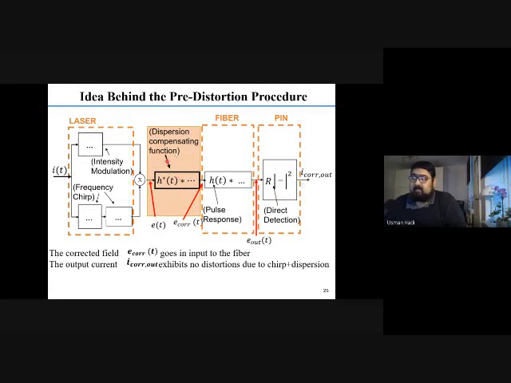This means that just by having this dispersion compensation function, you're actually negating or reducing the effect of fiber nonlinearities that are due to the chirp and fiber dispersion, by just having the conjugate response of the H of t. So it is correct to say that the corrected E core goes into the fiber, and the output current I core that will come out of the photodiode will not exhibit any chirp or dispersion.